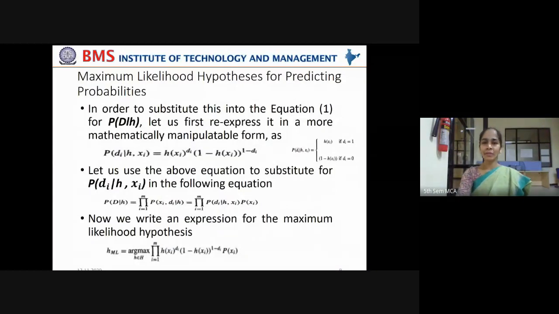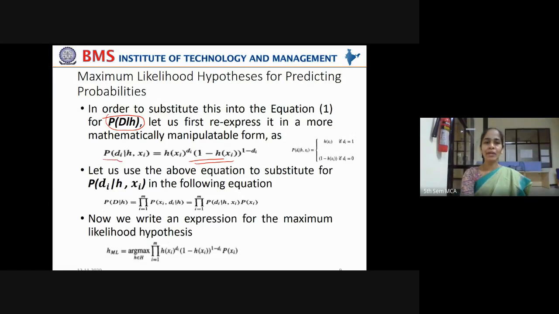Okay. Now, in order to substitute this into equation 1 for the probability of D given H, let us first re-express it in a more mathematically manipulatable form. Let us express it in a more comfortable mathematical format so that you can easily understand why we have given this. I'll explain. It will be interesting if you stay focused. Concentrate here.